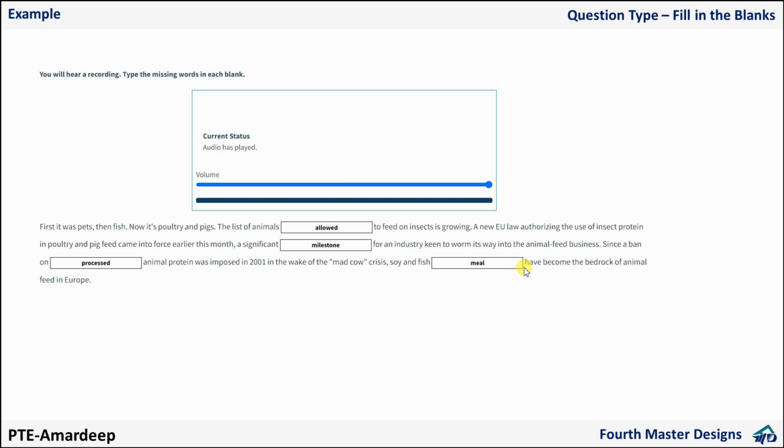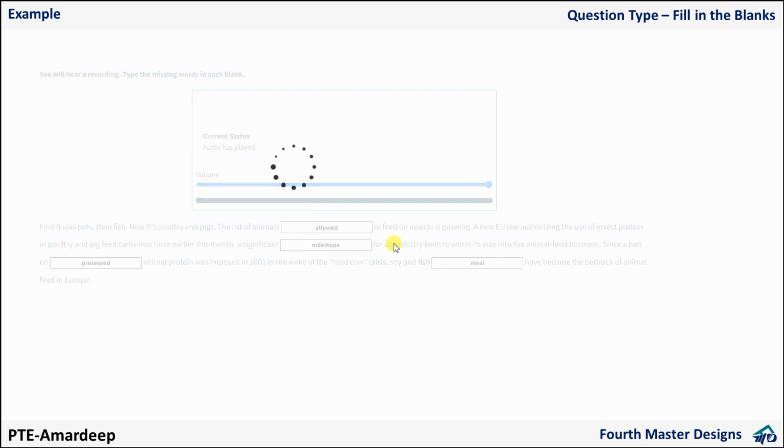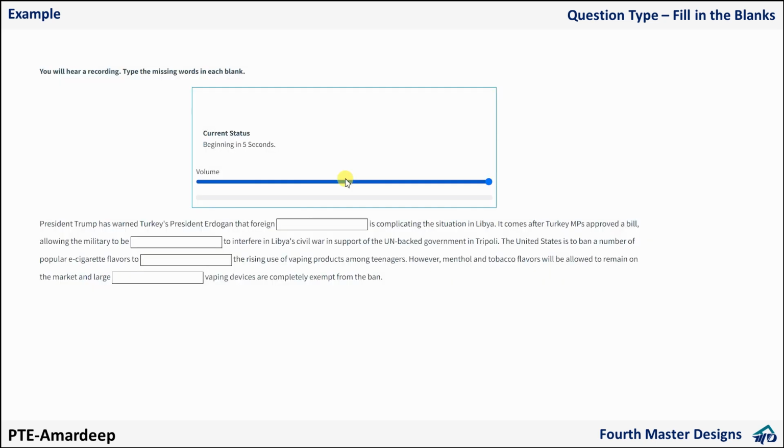Well, exact marking is different. It's not like one number for one blank, so it is different. But I'm talking in general, like one blank, let's say 1 mark or 2 marks. It depends on the number of blanks you are getting. Okay, let's do one more.